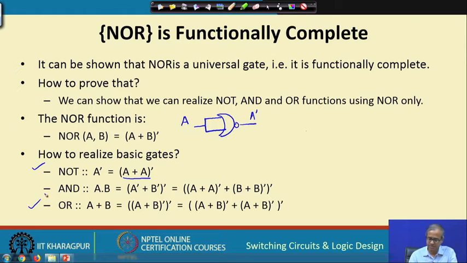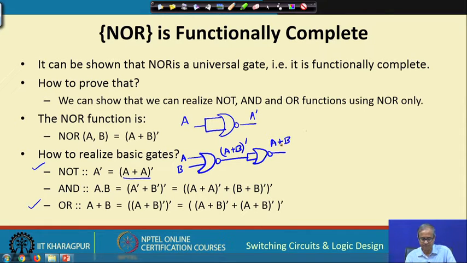First look at OR, because OR is easier. You take a NOR gate, you apply A and B. So, what do you get here? You get NOR of that, A plus B, bar. Now, you connect a NOT. NOT you already know how to do. So, you will finally be getting OR, A plus B. So, OR can be implemented.